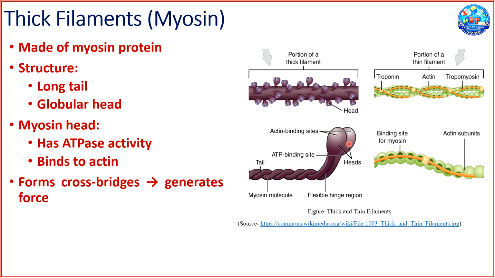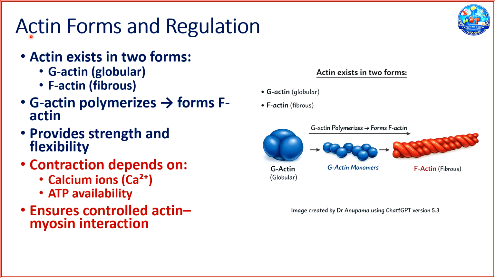The myosin heads go and bind to the actin. The actin has myosin binding sites. So when these are exposed, then these heads go and bind there, forming cross bridges, and this generates the force for contraction.